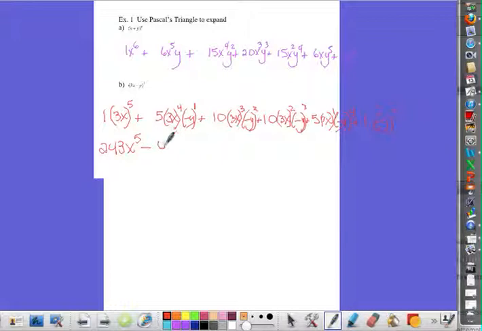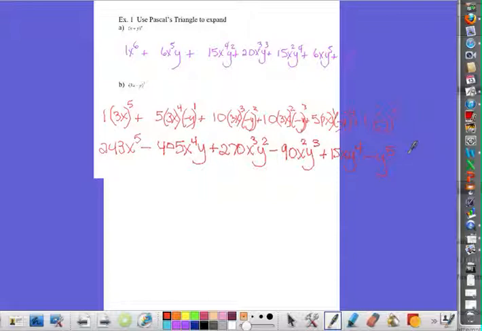And so I got a 405, and that's x to the 4th y. My negative y being squared would be a positive. So 3 cubed is 27 times 10, so that's 270 x cubed y squared. You will notice that a minus sign, if you're doing a difference in your binomial, does just make the signs alternate. And then I got minus 90 x squared y cubed plus 15 xy to the 4th minus y to the 5th.